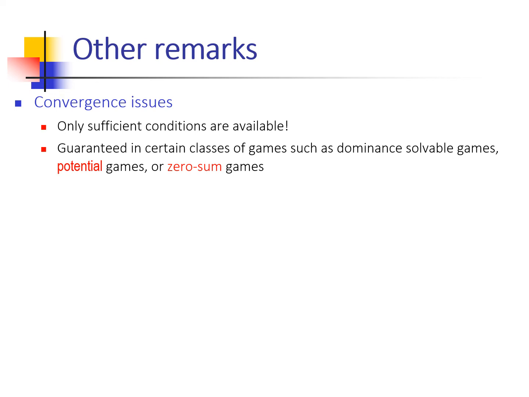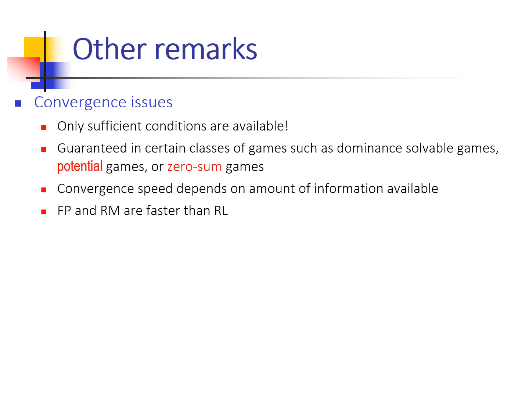In other words, the convergence is not always guaranteed, except if we fall in a certain category of games. These games are called dominant solvable games. Potential games are very popular in wireless communication too, and zero-sum games. Once your game is cast as this type of games, we immediately can talk about convergence.